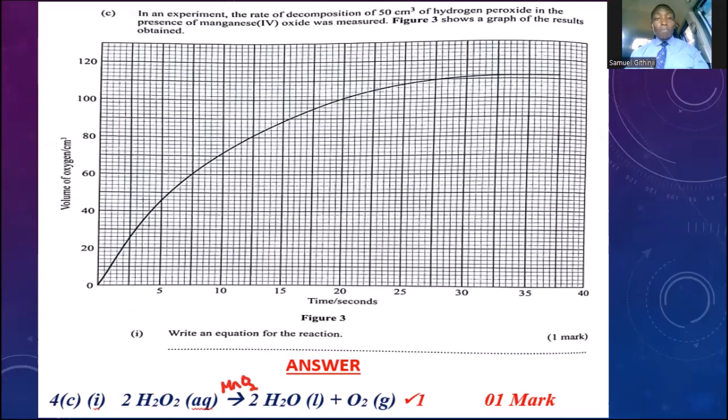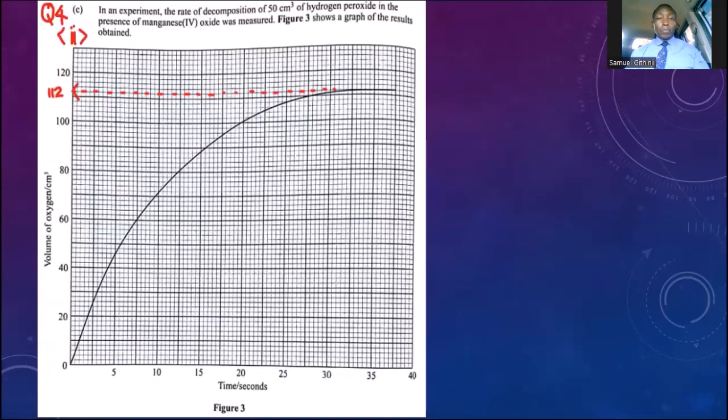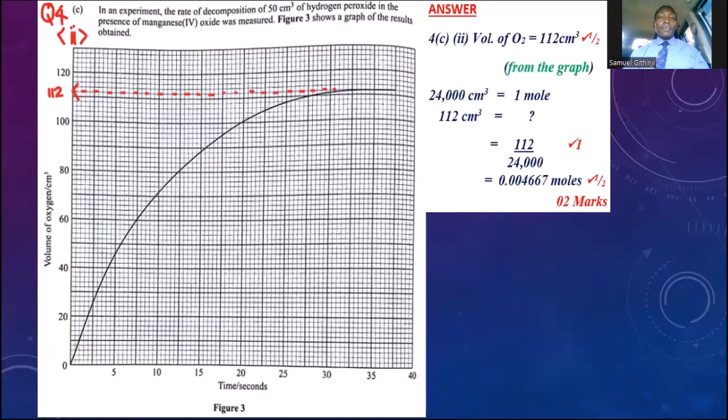We move on. We use the graph to determine the number of moles of oxygen that was produced. Then the concentration of hydrogen peroxide. Now, from the graph, we must get the maximum possible volume. And on this graph, there was a half a mark for reading the volume.